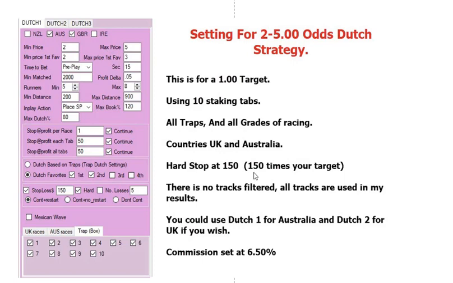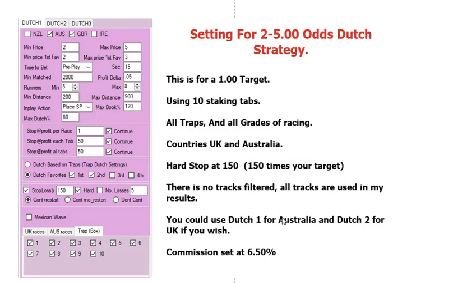And the hard stop is 150 times your target. In this setup I've got here is a £1 target, so that means our hard stop is 150. So if you're going to be doing 10p targets, then your hard stop would be 150 times the 10p, which would be £15. Okay, the commission is set at 6.5.